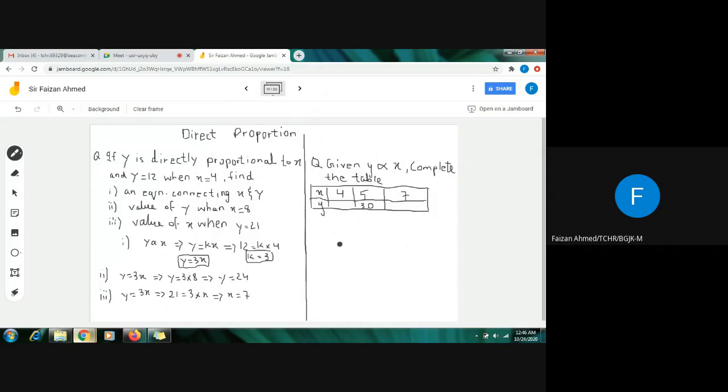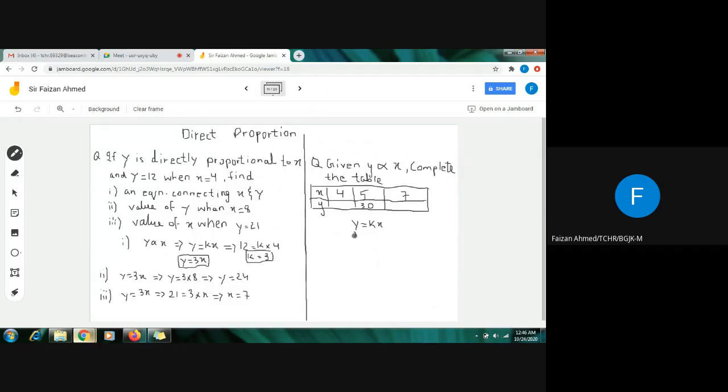The second type of question is basically a table question in which you will be given some condition. The condition is y is directly proportional to x. So we have an equation y equals kx, but the problem is that the two values are not given in the question. But when you see the table clearly, you will find two values of x and y given, which have been given to us in order to find the value of k. So I will just replace these two values. This is the value of x and this is the value of y.